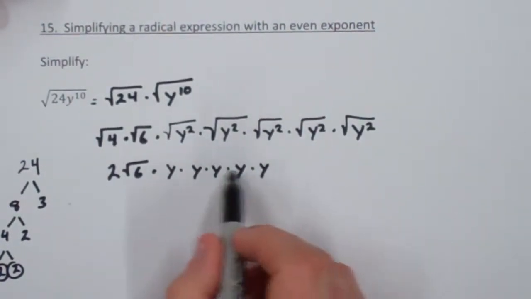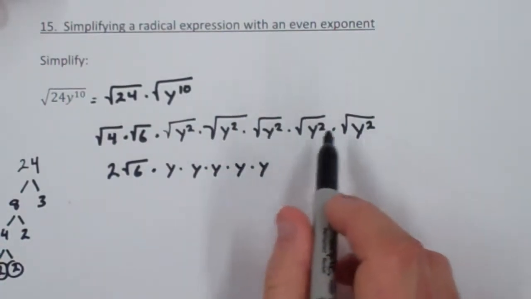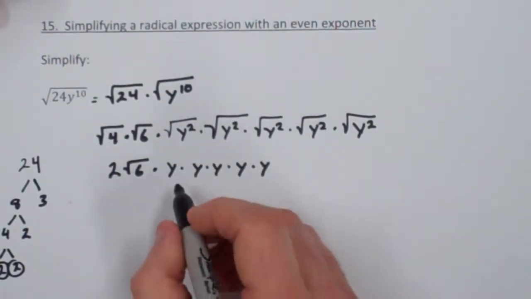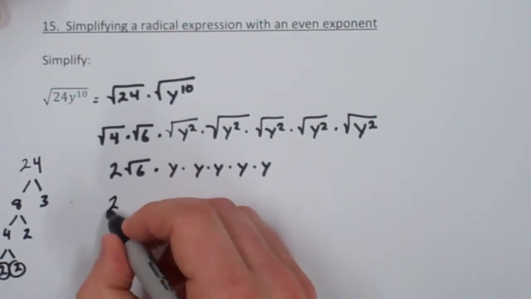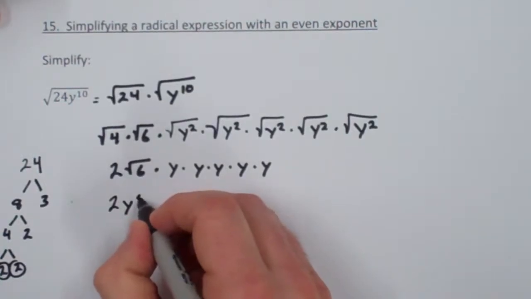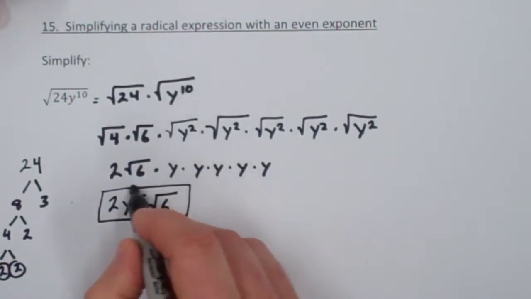So if we clean this up, and by the way, these are all outside of the radical now. We went ahead and did the square root. We've got 5 of them together. So we're going to write that right in the middle. We're going to write the number part first, then y to the 5th, and then the square root. And here is your final answer.